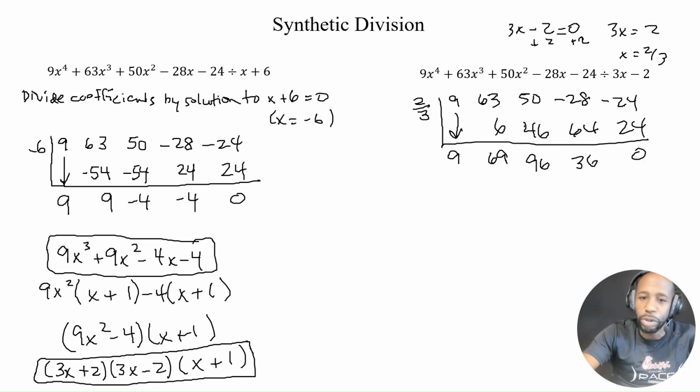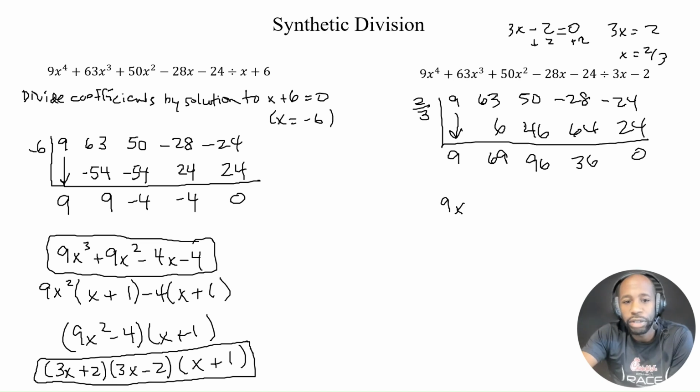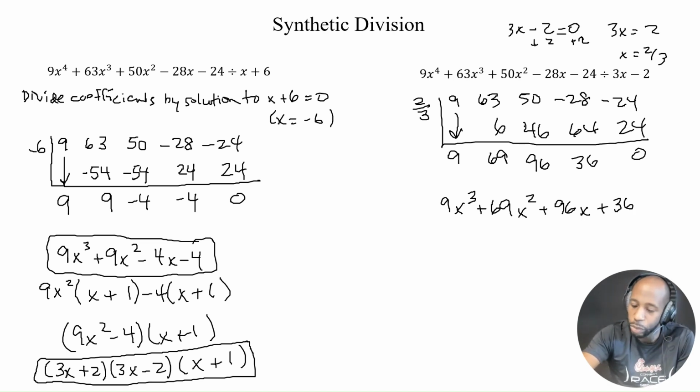So our answer is going to be, remember, since it's an x to the fourth polynomial divided by just x, we know this first term is going to be x cubed. So 9x cubed plus 69x squared plus 96x plus 36 is our final answer, which you can divide.